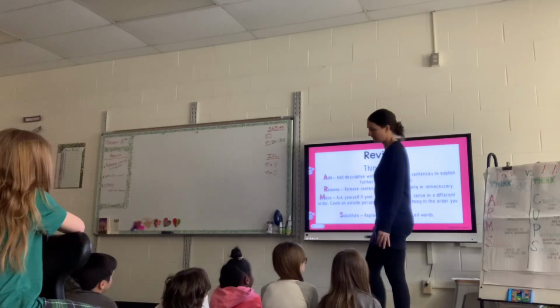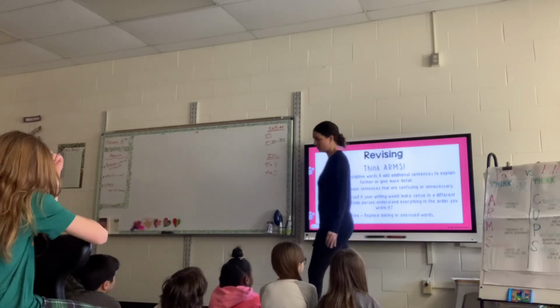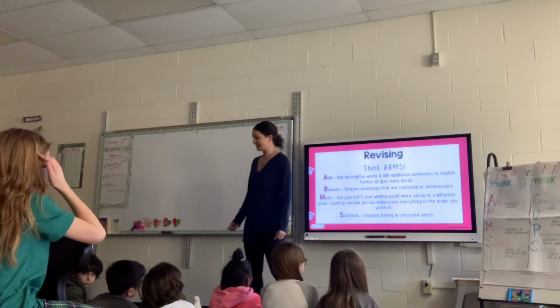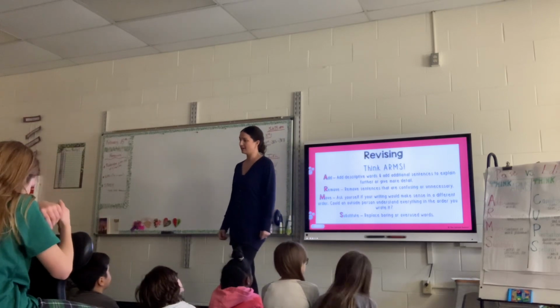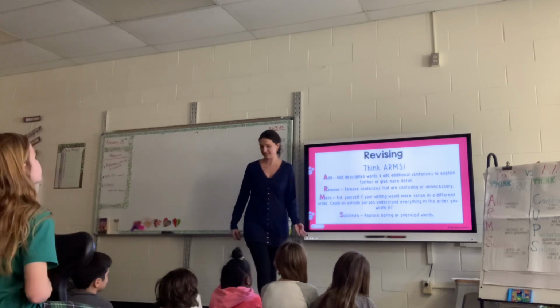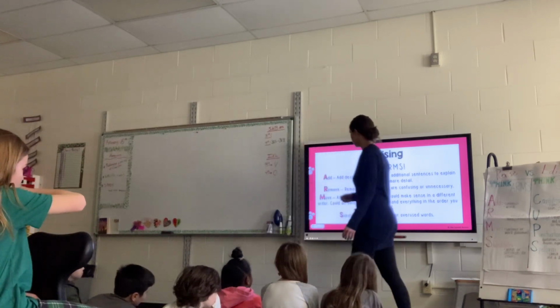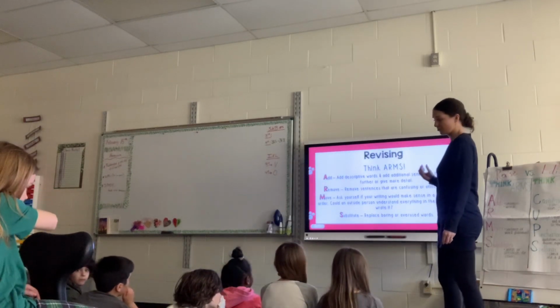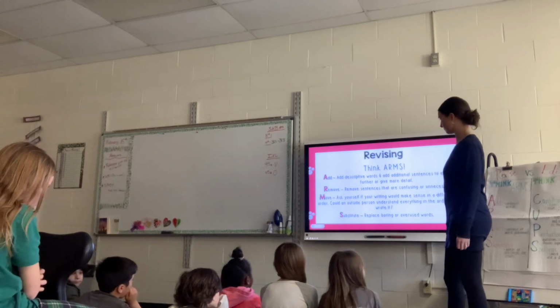About, let's say, your animal's food, and then you go into, they like to eat nuts, but they also like to eat bananas. My animal likes to live in trees. All in the same paragraph, that doesn't make sense, right? So you want to make sure you are removing sentences that are confusing or unnecessary in your paragraph.